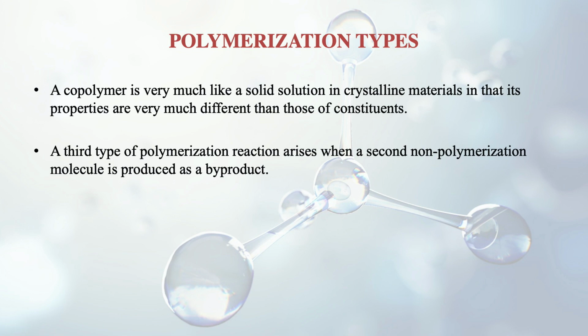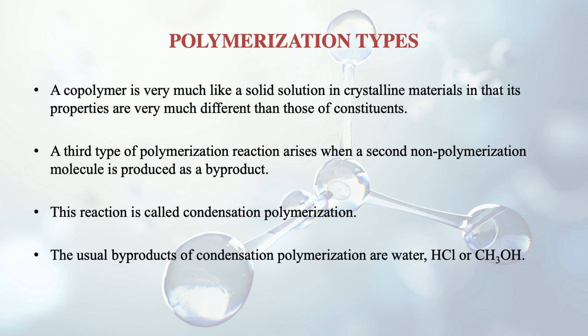Then there is one more type of polymerization. We have discussed addition polymerization and copolymerization. The third one is condensation polymerization. What happens in this? A second non-polymerization molecule is produced as a byproduct. If a byproduct which is a non-polymerization type of molecule is there, then it is called condensation polymerization. For example, water is a byproduct, or hydrogen chloride HCl is a byproduct, or methanol CH3OH is a byproduct. If these are coming, then it is condensation polymerization.